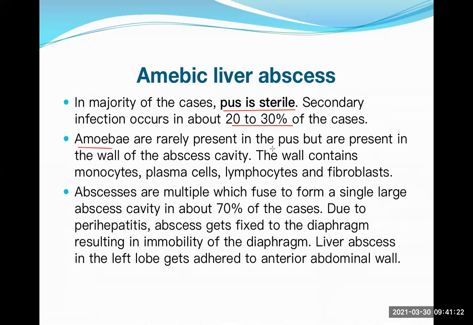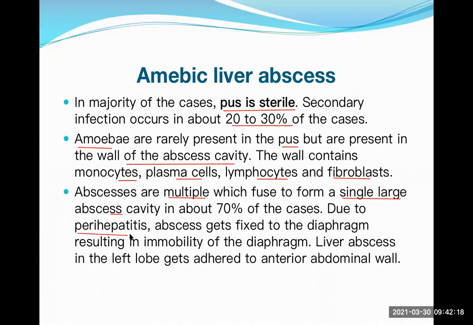These amoeba are rarely present in the pus, so we do not try to grow them there, but they are present in the wall of the abscess cavity. The wall also contains different inflammatory cells like monocytes or macrophages, plasma cells, and lymphocytes. All of these are examples of chronic inflammatory cells. This clearly tells that if the treatment is not done in time, this abscess can become chronic. And there are fibroblasts as well. Abscesses are usually single, but in the beginning they may be multiple. Later on, they may fuse with each other to form a single large abscess. This is an important difference between pyogenic abscess and amoebic abscess. Pyogenic abscesses are usually small and multiple, whereas an amoebic liver abscess is single and a big one.